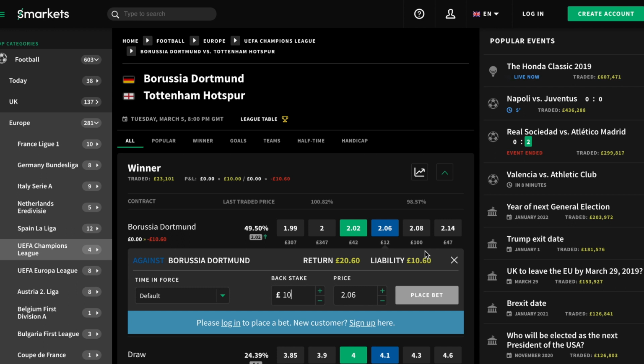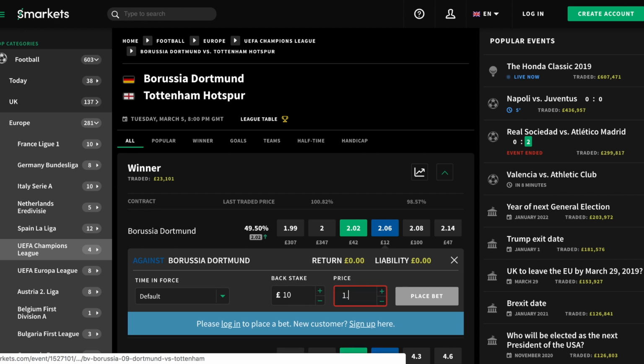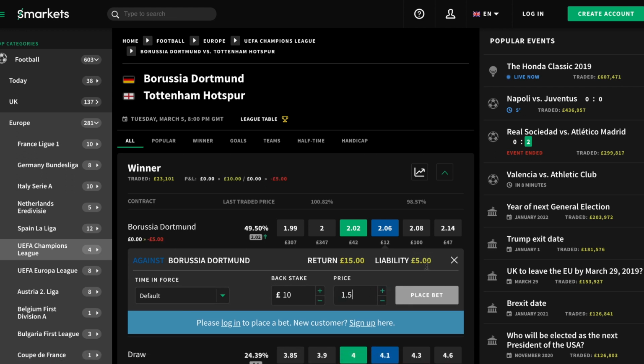This is why lay bettors always want to bet at lower odds. The lower the odds, the less money that they would be risking to win the back bettor's stake. So just to demonstrate this to you, if I keep the lay stake the same, but change the odds to 1.5, I would only be risking £5 to try and win £10. However, if the odds were 4, I would be risking £30 to try and win £10.